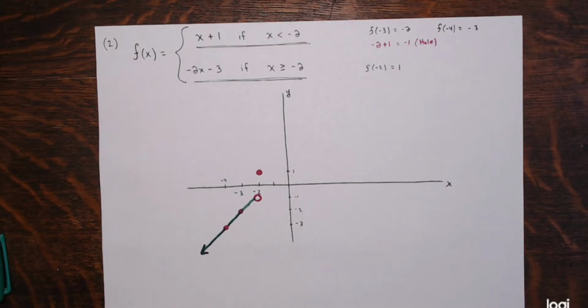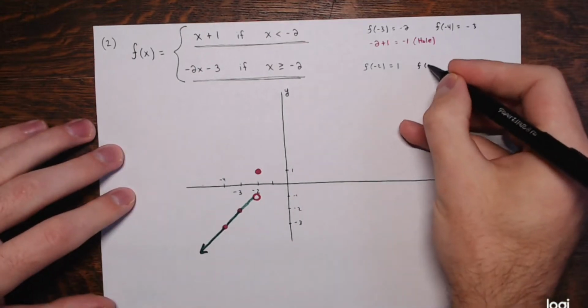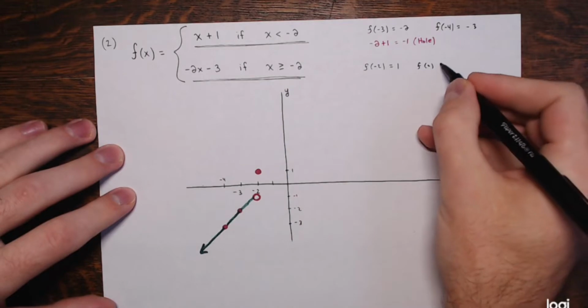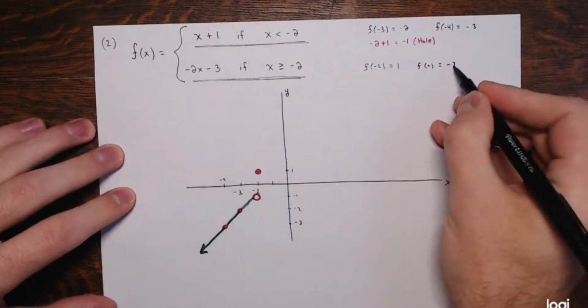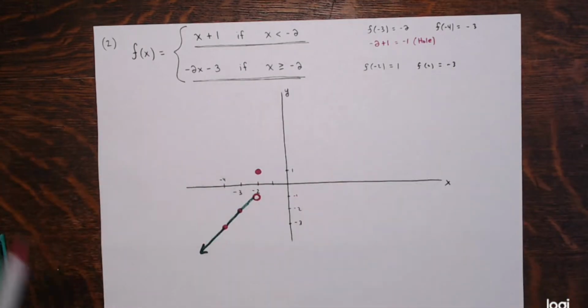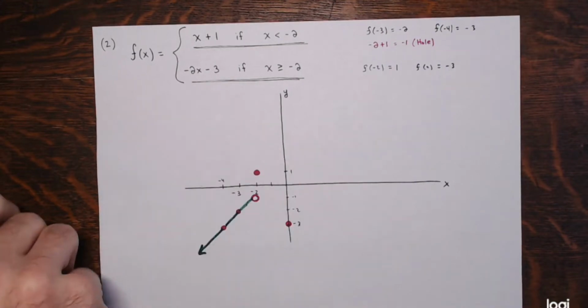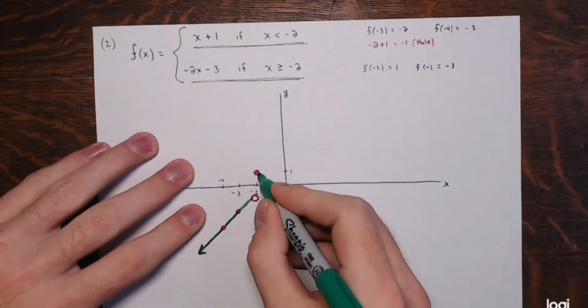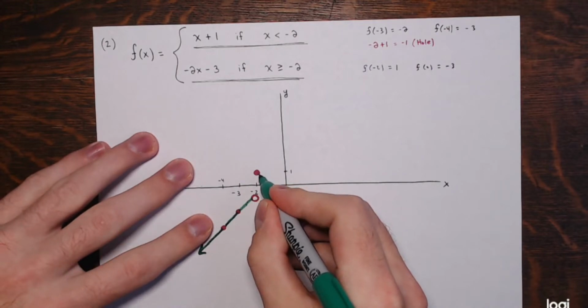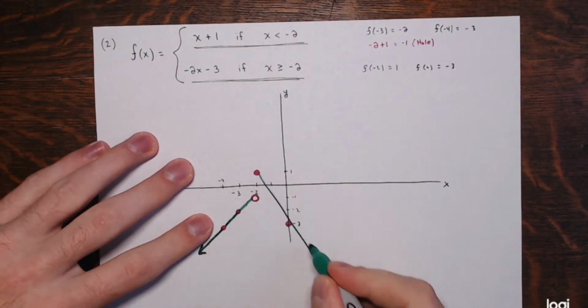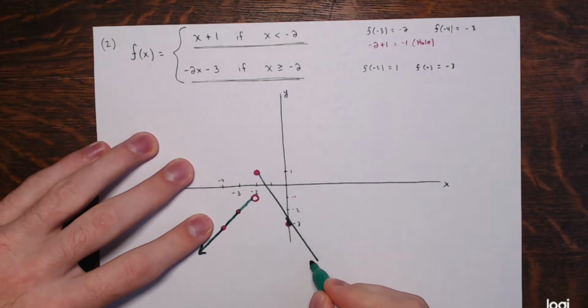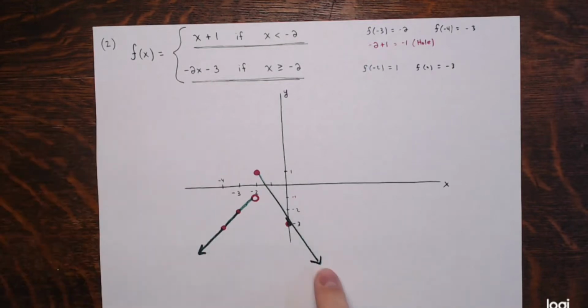And then an easy one would be f of 0. 0 is greater than negative 2, and f of 0 would be negative 3. So I got 0, negative 3. And I know this is a linear function, so those are the only 2 points I really need. Starting from the point negative 2, 1, going down, I draw a line that passes through the point 0, negative 3, and then it's going down forever for all values of x greater than negative 2. And there you go, that's it.